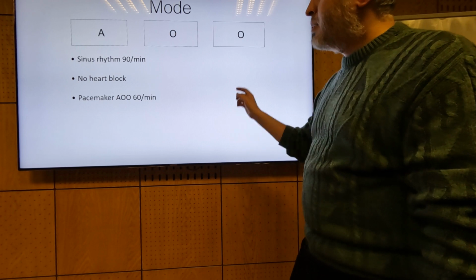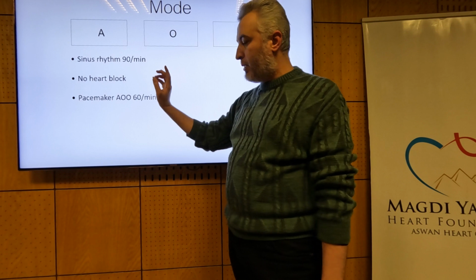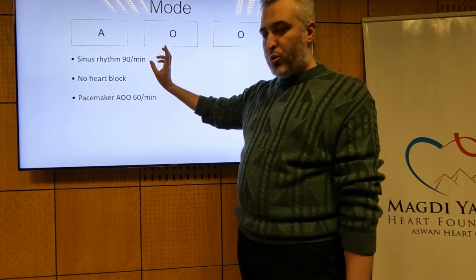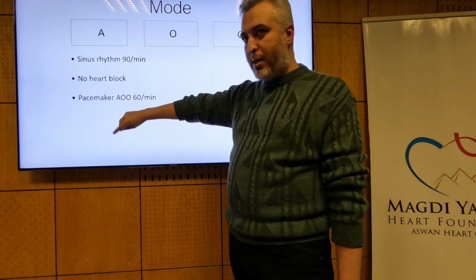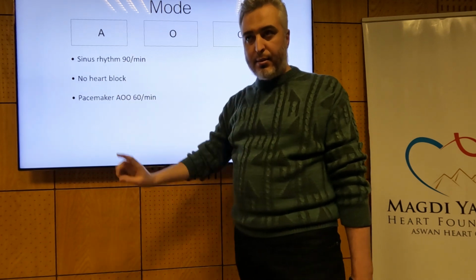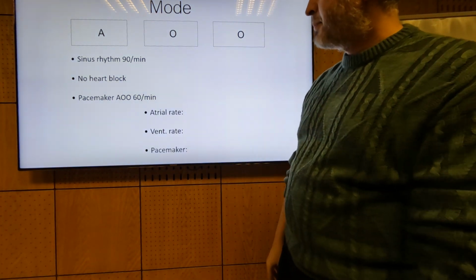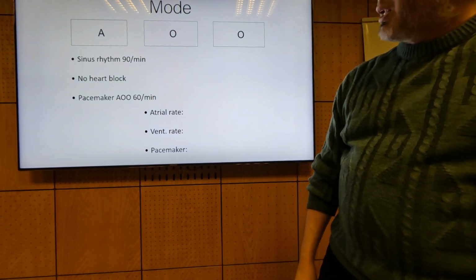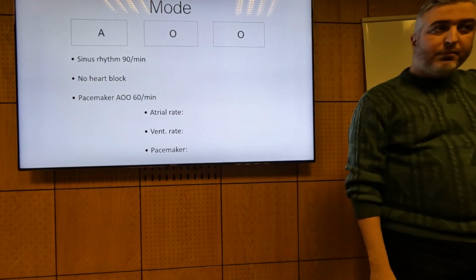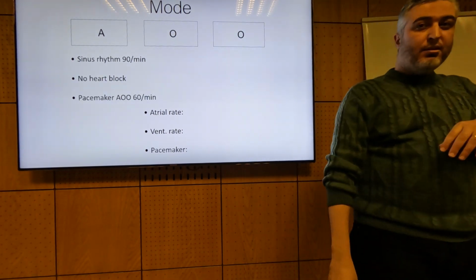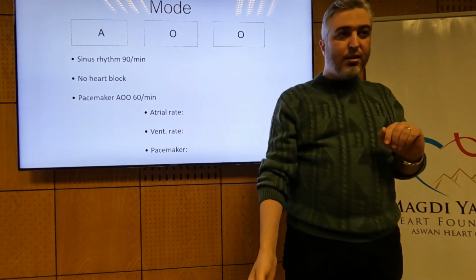What if the patient has sinus rhythm at 90 with no heart block and pacemaker AOO at a rate of 60? So AOO pacing for the atrium at a lower rate than the atrial rate. What's the atrial rate? 90, which is sinus. What about the pacemaker? So it keeps pacing. The 90 of the sinus rhythm are coming, but then it gets paced.